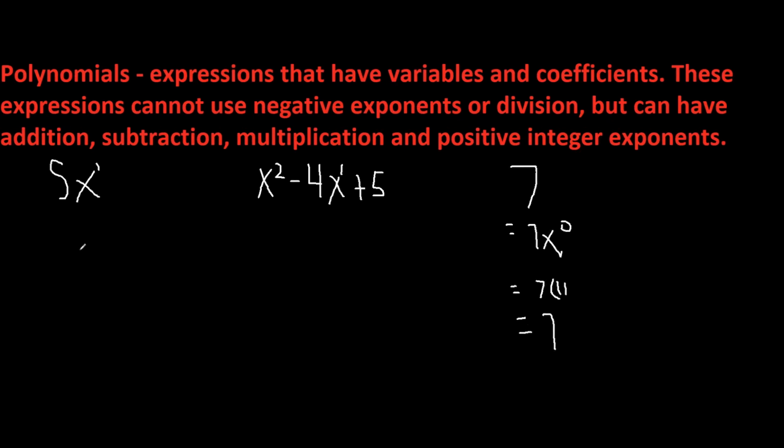Now, if we look at another example, we have 4x divided by 3. So this term here is not a polynomial because we're using division, and of course in our definition, polynomials are expressions that cannot use negative exponents or division. And this term here is also not a polynomial, x to the negative 2, because we're using a negative exponent, which is negative 2, and this is the same as 1 over x, 1 divided by x squared, and this uses division. So we cannot classify these two as polynomials.